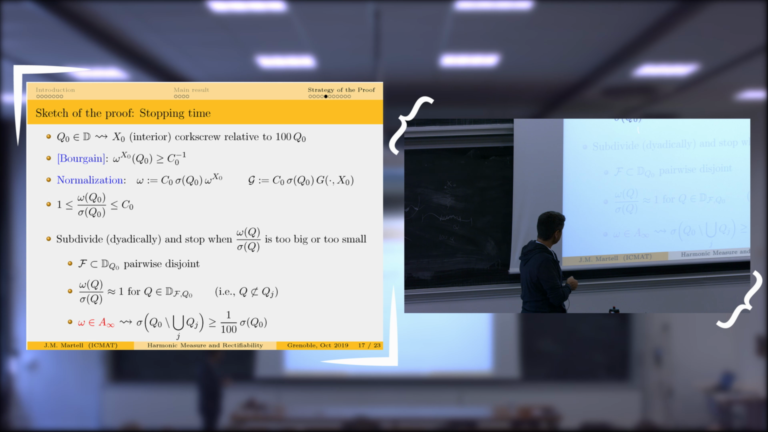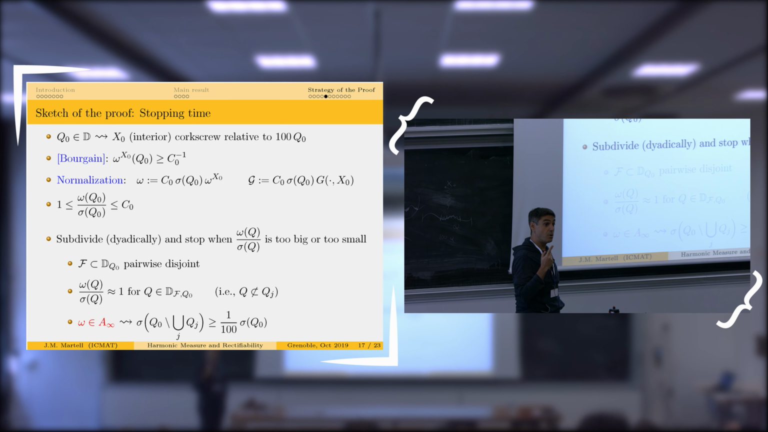Okay? So this is my top cube, and I know that the average over Q naught of omega with respect to sigma is between 1 and C naught. So now this is where I'm going to do my stopping time argument. I'm going to start subdividing, and I'm going to stop when this average gets either too big or too small. So I subdivide dyadically and stop when this gets too big or too small. This is a stopping time argument.